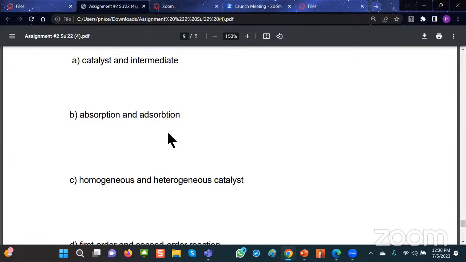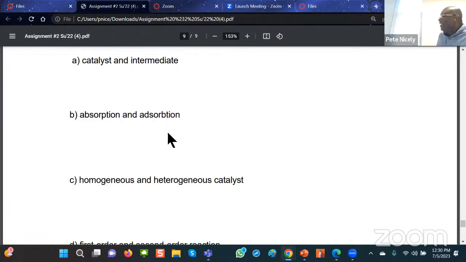In absorption, particles are absorbed into the something, and in adsorption, they just kind of are adhered to the surface.